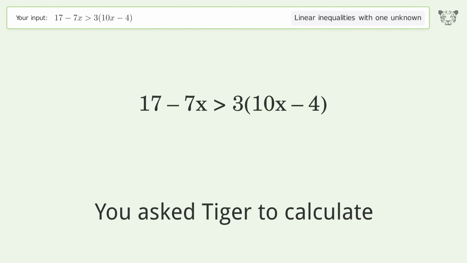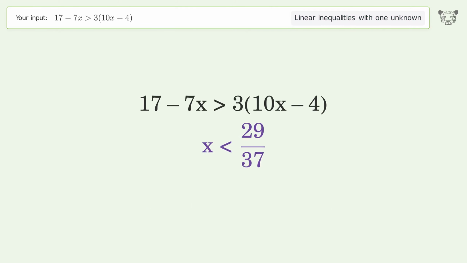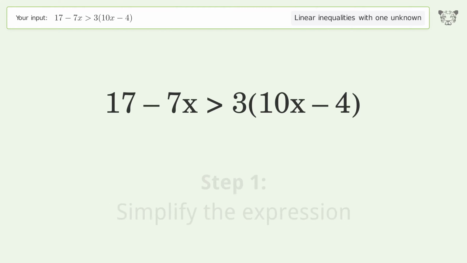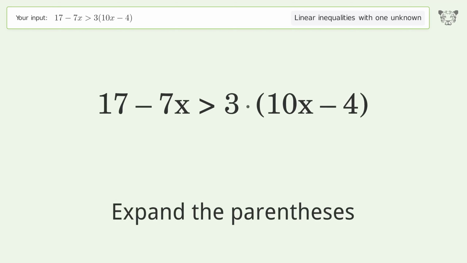You ask Tiger to calculate. This deals with linear inequalities with one unknown. The final result is x smaller than 29/37. Let's solve it step by step. Simplify the expression. Expand the parentheses.